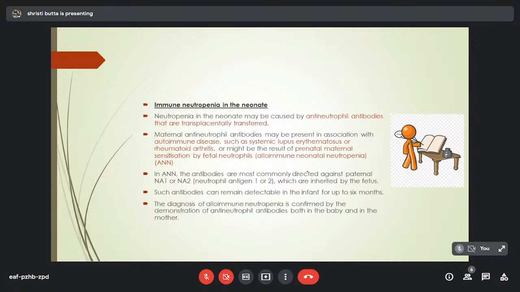In alloimmune neonatal neutropenias, the antibodies are most commonly directed against the neutrophil antigen 1 or 2 epitopes. Such antibodies can remain detectable in the infant for up to 6 months. The diagnosis, however, is confirmed by the demonstration of anti-neutrophil antibodies both in the baby and in the mother.